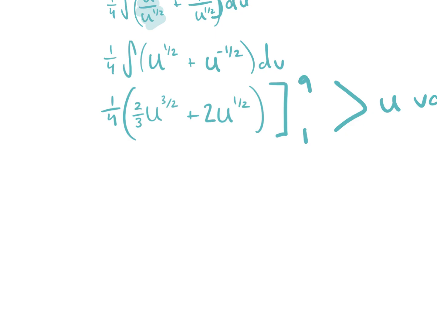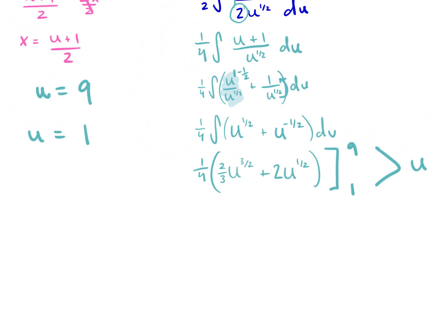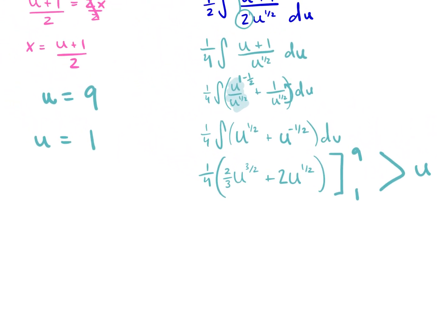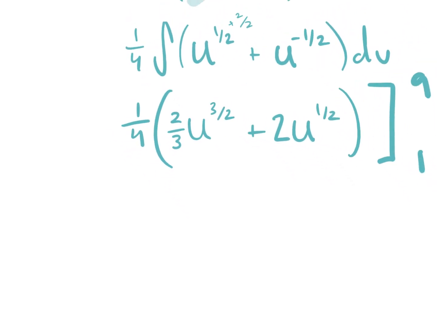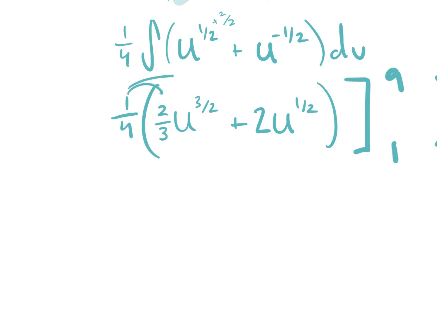So now we can plug in. When we took our integral, when I added 2/2, we got 3/2 and then divided. Before I plug in the 9 and the 1, I'm going to distribute this just to make it a little bit easier. So this would turn into 1/6 times u to the 3/2 power plus 1/2 times u to the 1/2 power.